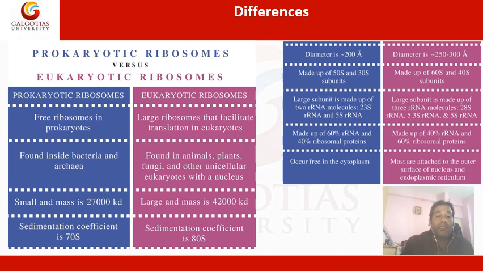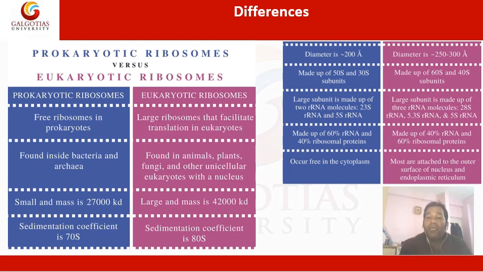If we see the molecular mass and diameter, the prokaryotic ribosome is smaller as compared to the eukaryotic ribosome. Similarly, the sedimentation coefficient of the prokaryotic ribosome is around 70S as compared to 80S in the case of the eukaryotic ribosome. And the prokaryotic ribosome is made up of two different subunits, that is 50S and 30S. In comparison, the eukaryotic ribosome is made up of 60S and 40S subunits.